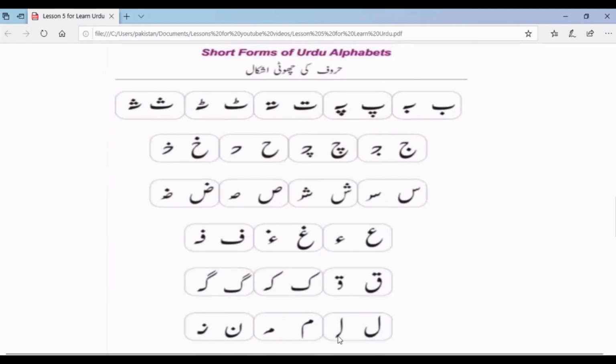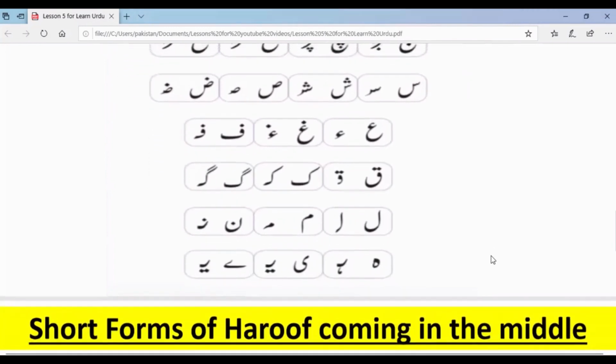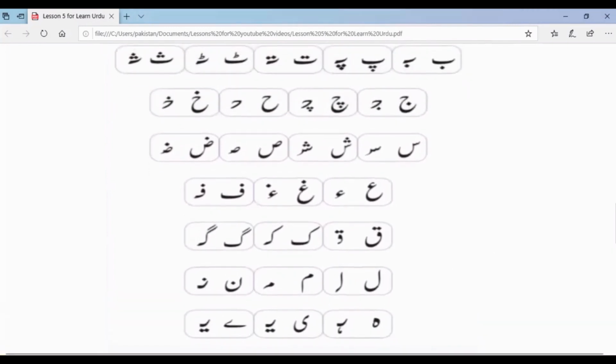And Lam, its short form in the beginning of the word will be like this, and Meme like this, and Noon like this. And Gol He, it will look like this, and Choti Ye like this. Badi Ye, very rarely it looks like this. Mostly it comes in the end, and it looks like this, right?